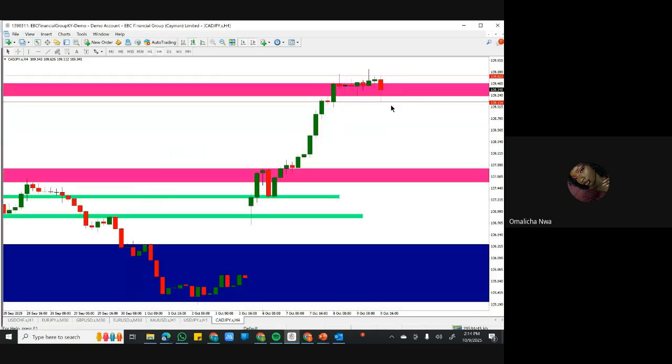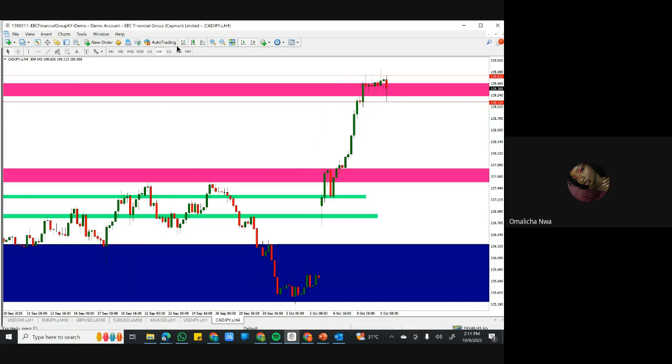Look at it on a higher time frame. This is a resistance region, right? This is a resistance region here. But now the price is coming from here. It hits here and now it became a support level. I don't know if this makes sense to you.